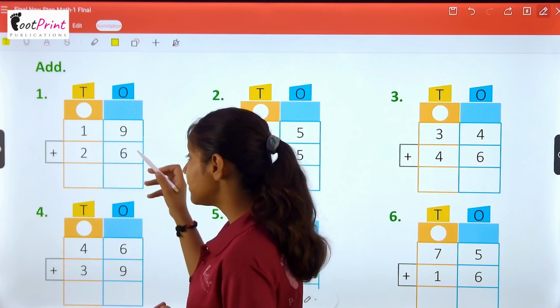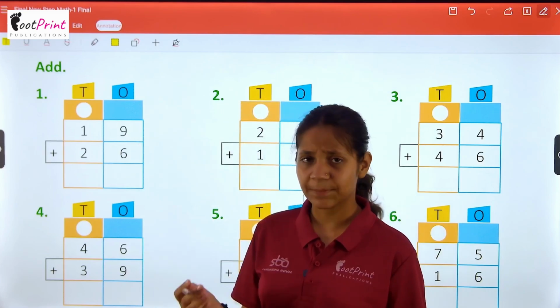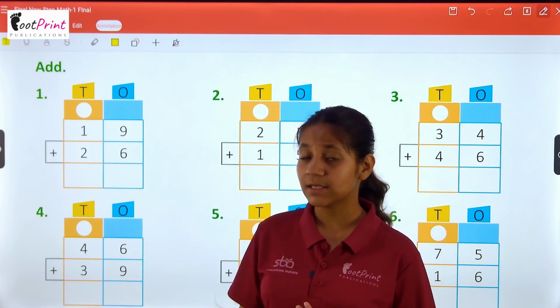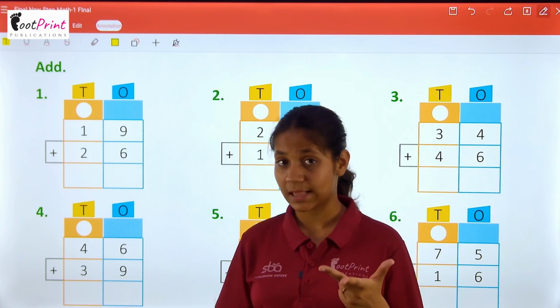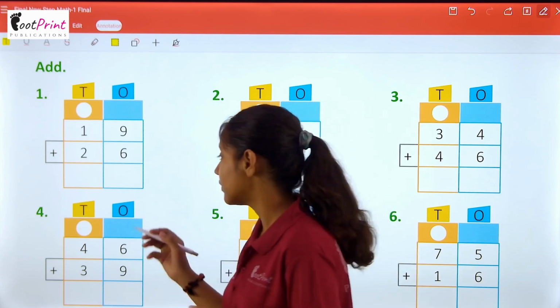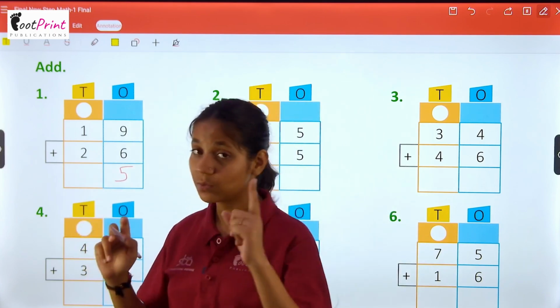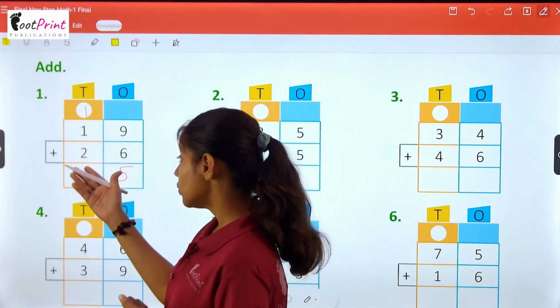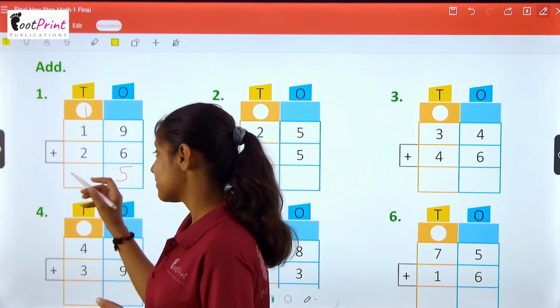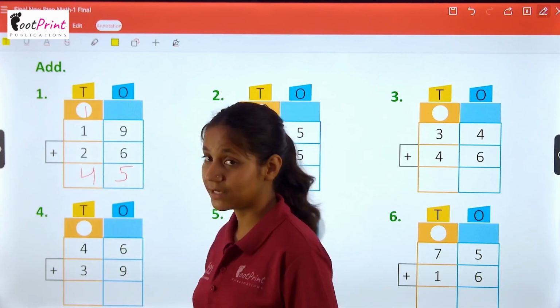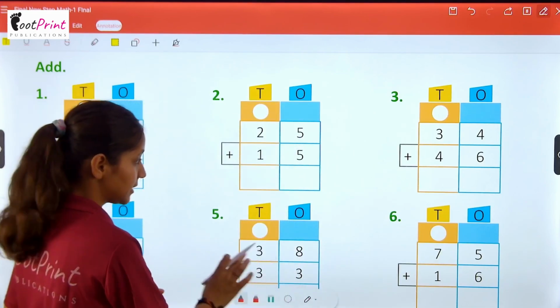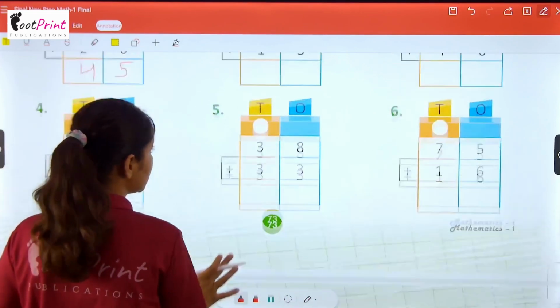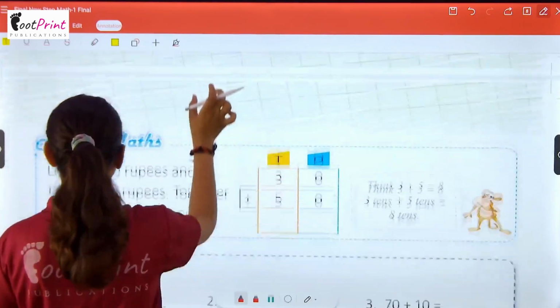So 9 plus 6. Simply forward counting to 6 from 9. 9, then 10, 11, 12, 13, 14, 15. So we will write here 5 and the 1 at the tens place. Now add the tens. 2 tens plus 1 tens plus 1 tens make 4 tens. So the answer is 45. Simply, likewise I did here, you have to complete this exercise by yourself.